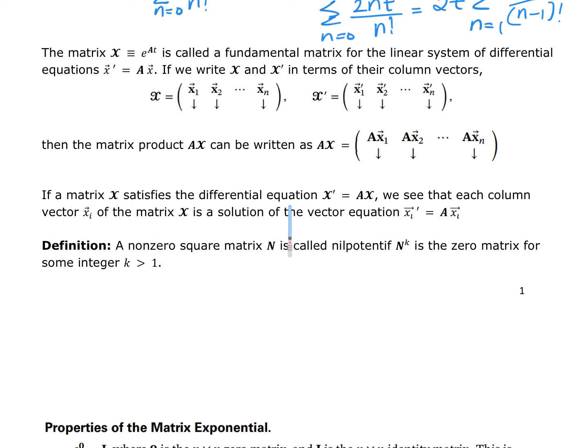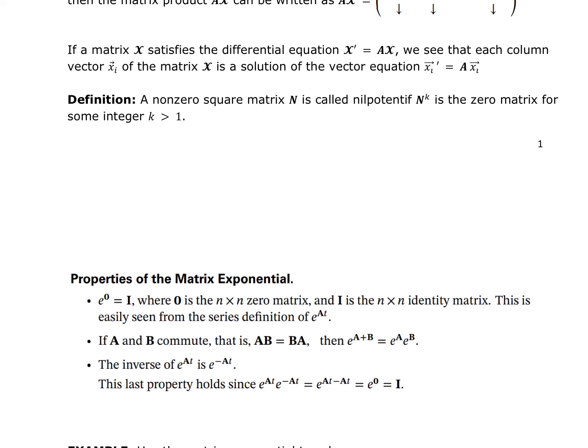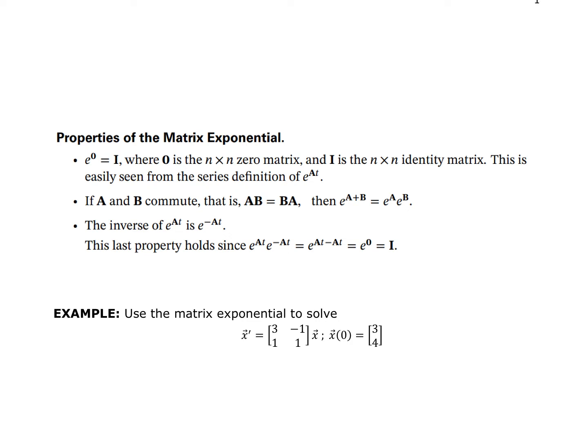If the matrix X satisfies this equation, then we see that each column vector x sub i of the matrix X is a solution of the vector equation. So we have a new definition. A non-zero square matrix N is called nilpotent if N to the k is the zero matrix for some integer k greater than 0. So in other words, what we're hoping for is that when we multiply our square matrix squared, cubed, or to the 4th power, it hopefully goes to 0.